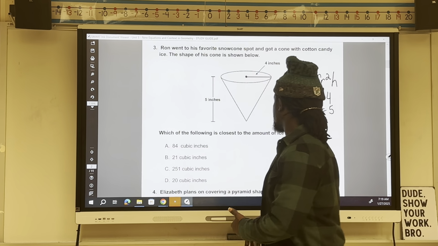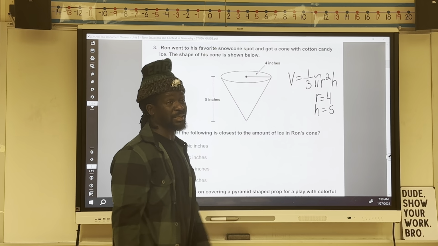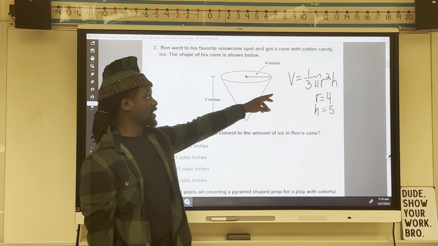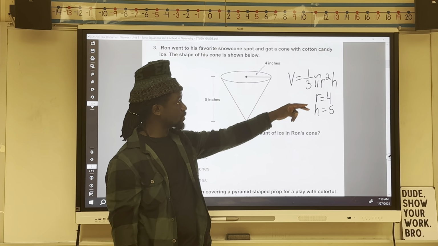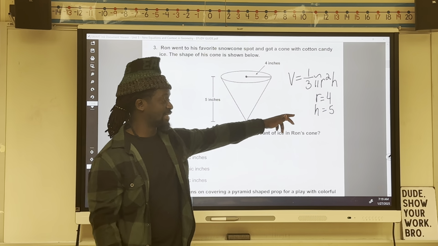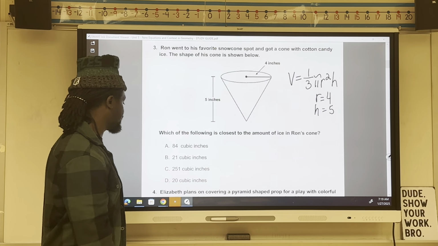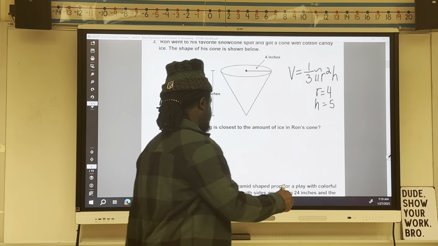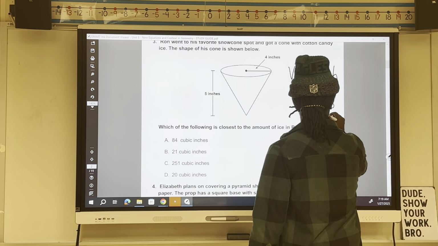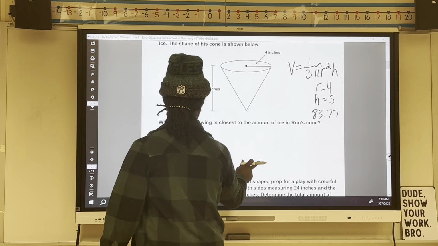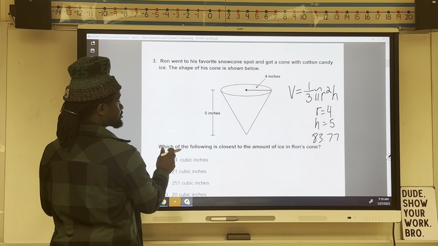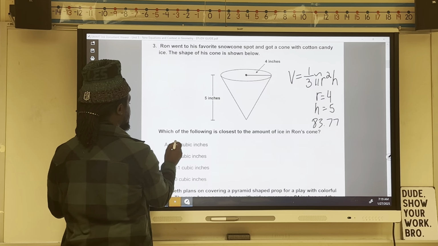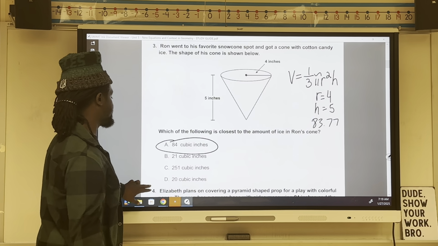I can plug this straight into Desmos. V equals 1/3 pi r squared. Then go to the next line, tell it r equals 4. Then go to the next line, tell it h equals 5. When I do that, it gives me 83.77. I'm rounding it to the nearest whole, so the answer would be A there.